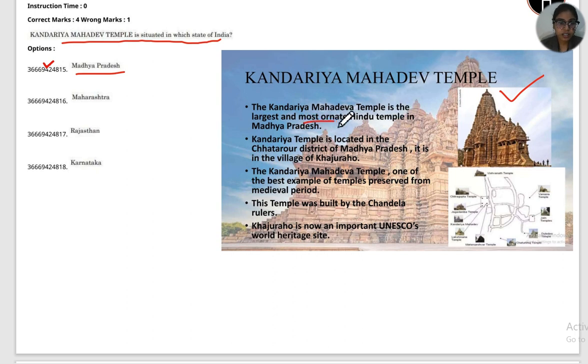It is the largest and most ornate Hindu temple in Madhya Pradesh. Kandariya Mahadev temple is located in the Chhatarpur district of Madhya Pradesh, in the village of Khajuraho. So the important thing you need to remember is Khajuraho, MP, is where we have our Kandariya Mahadev temple. Also, this temple was built by Chandela rulers, and one more important thing is that it lies under the UNESCO World Heritage Site. So these points were important for Kandariya Mahadev temple.